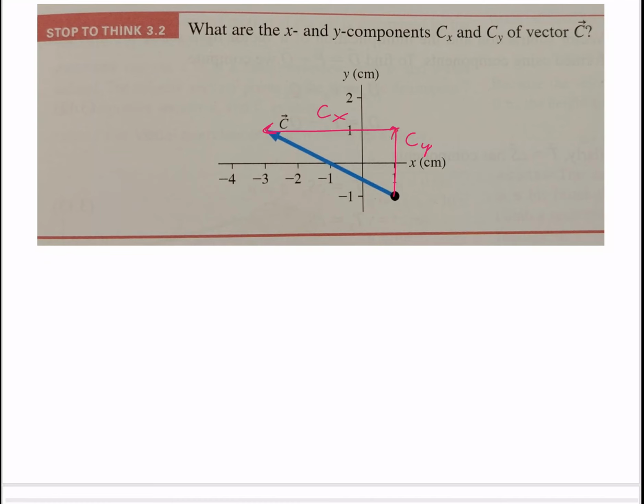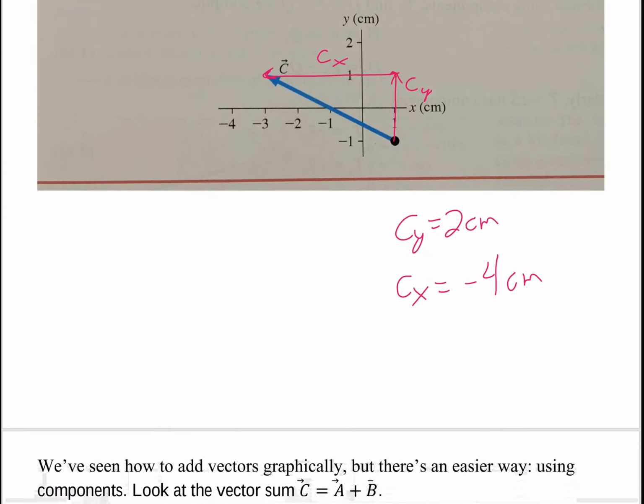It's 2 centimeters for C sub y. How do you get that? We have a grid here, we can count, right? What's C sub x? Negative 4. Good, negative 4 centimeters. All right, that was an easy one.